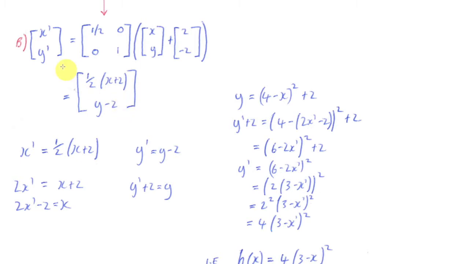Going further, we equate, so the new x prime is equal to a half multiplied by, in brackets, x plus 2. And we want to work out what the original x was. So we multiply both sides by 2. Then we subtract 2. So the original x is equal to 2 times the new x minus 2. We equate y prime with y minus 2. So the new y value will be equal to the original y value minus 2. So if we add 2 to both sides, we get the original y value is equal to the new y value plus 2.